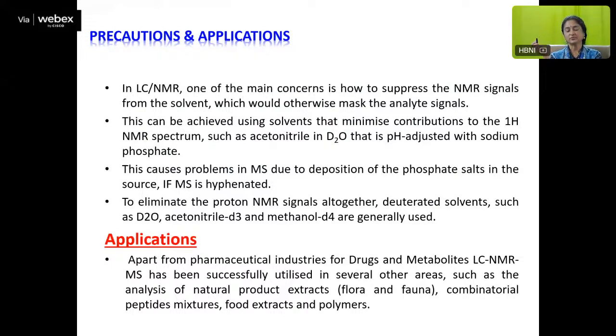Apart from pharmaceutical industries, or for drugs and metabolites, LC-NMR-MS has been successfully utilized in several other areas, such as the analysis of natural extracts, like flora and fauna, combinatorial peptide mixtures, food extracts and polymers, etc.